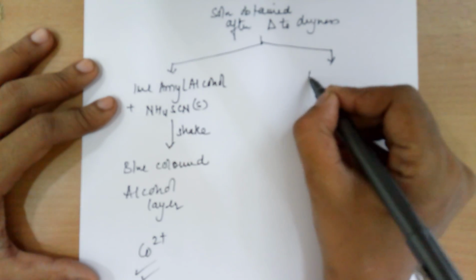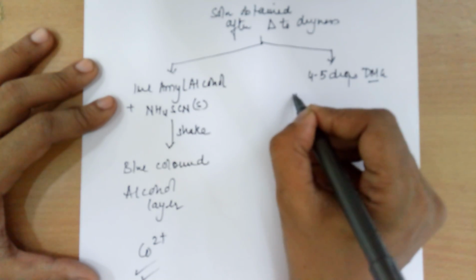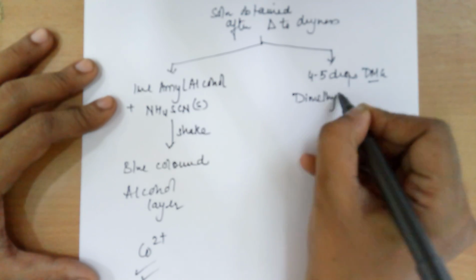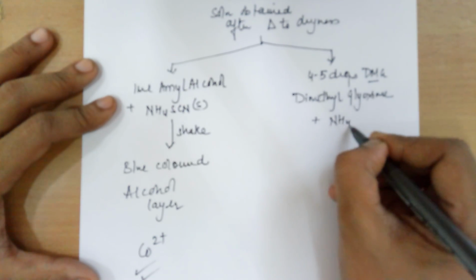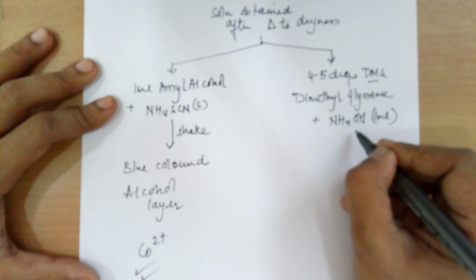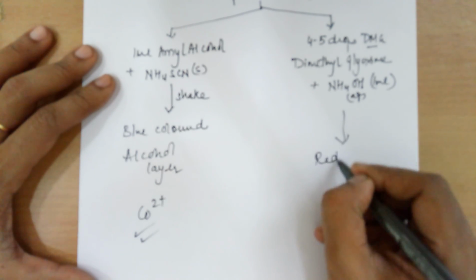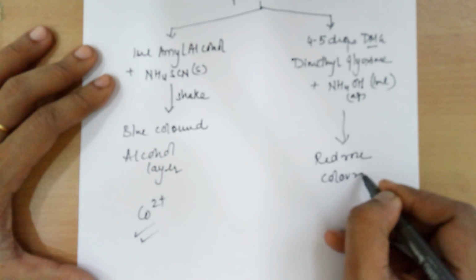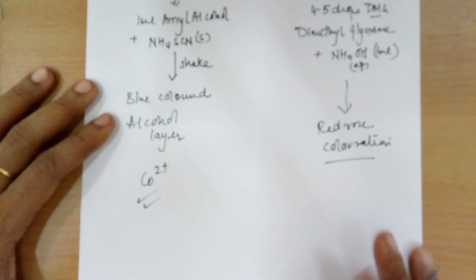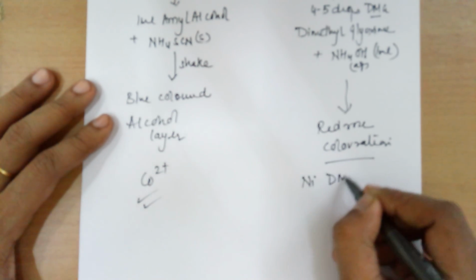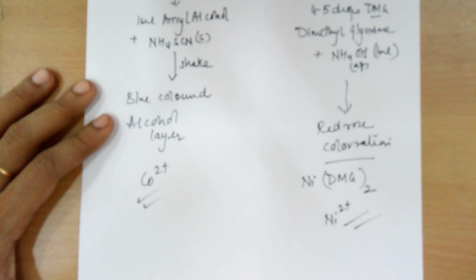To the second part, you need to add 4 to 5 drops of DMG. This DMG stands for dimethylglyoxime solution, followed by ammonium hydroxide solution, approximately 1 ml to make the medium basic. You would end up in red rose coloration, which is a peculiar test for nickel. A red rose coloration with DMG is represented in a short form as this, confirming nickel.